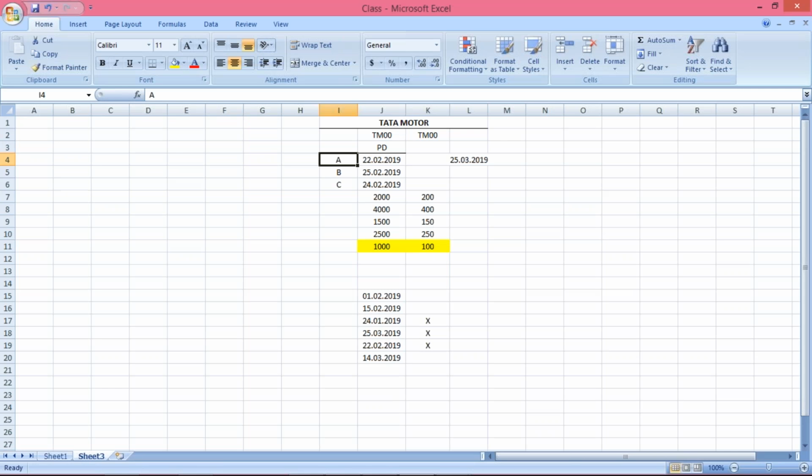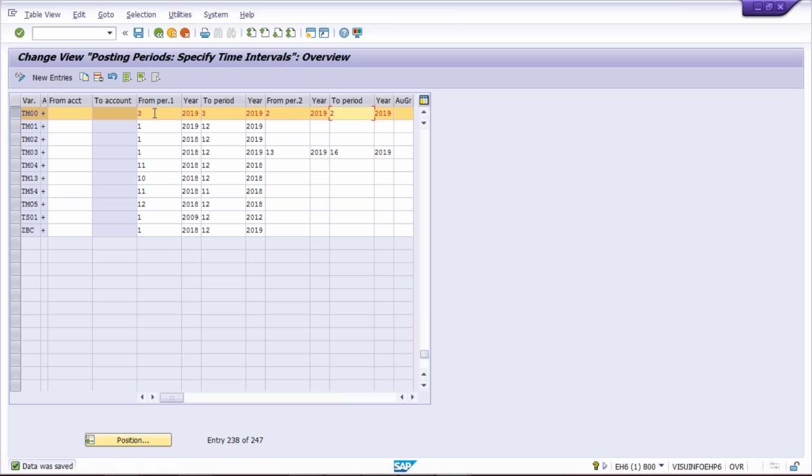Whenever this A is going to post a transaction, what will happen in the February month, right? The system is going to find out for which company code, TM00. With this company code, which fiscal year and which posting period variant has been assigned, that is TM00 itself. Now the system will check whether the February period, which means the second period, is open or not. So look here, from period 1, only the March period is open, right? In the sense, the third period is open. But we have one more option from period 2.